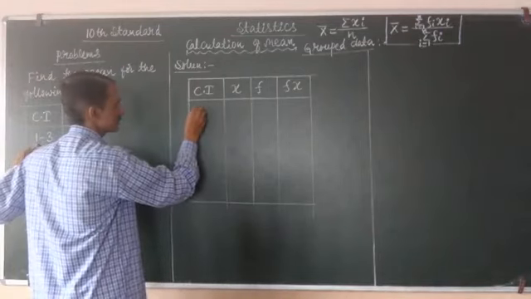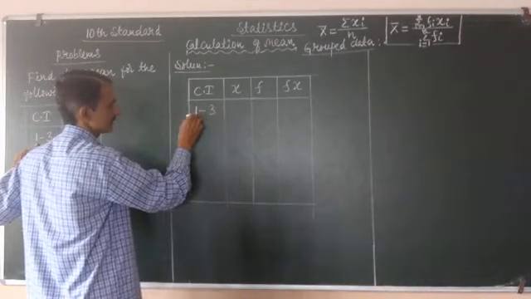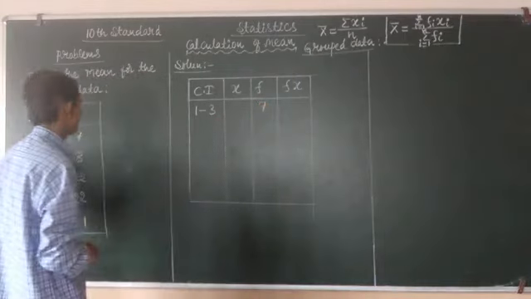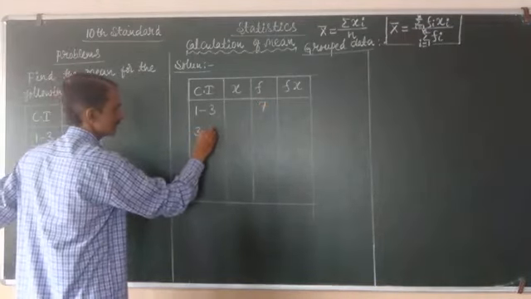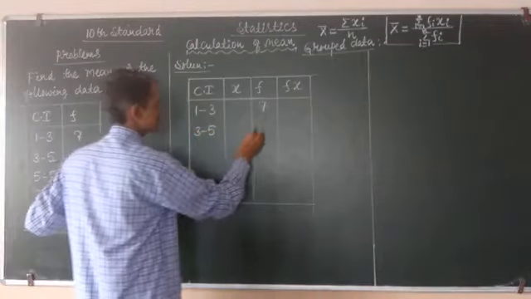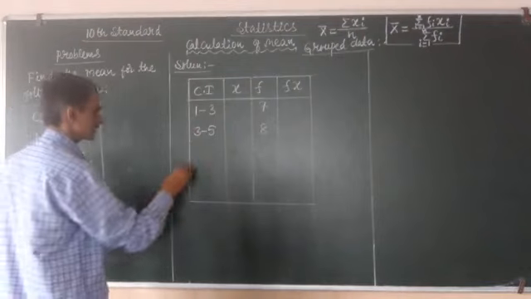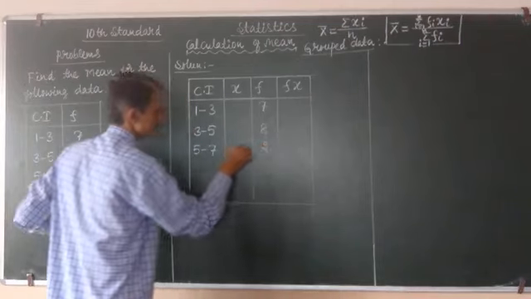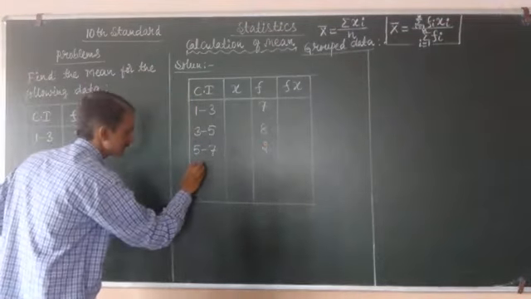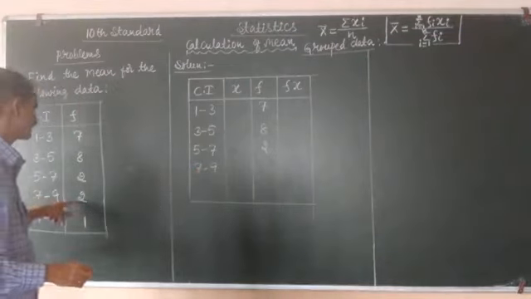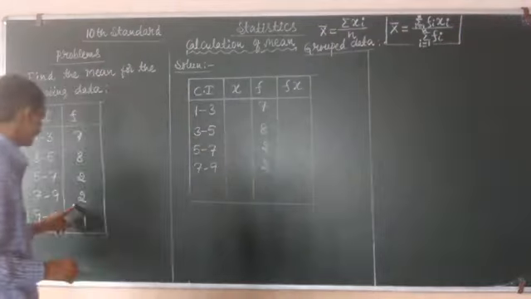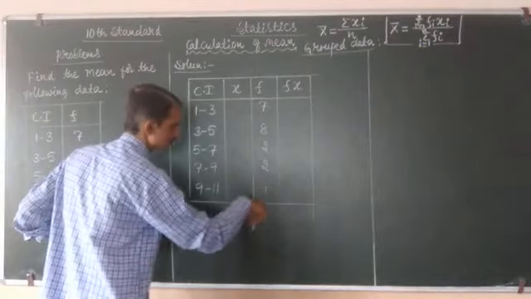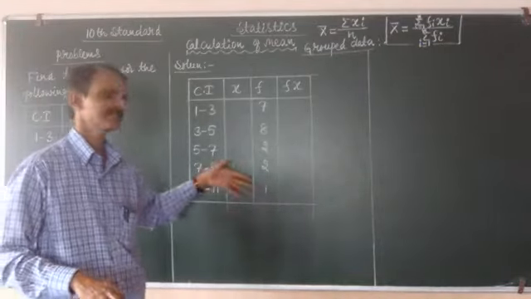So class interval is 1 to 3. Its frequency is 7. Next, 3 to 5. Its frequency is 8. The class interval 5 to 7, its frequency is 2. 7 to 9, its frequency is 2. Lastly, class interval 9 to 11, its frequency is 1. So this is what we have written as it is in the problem.